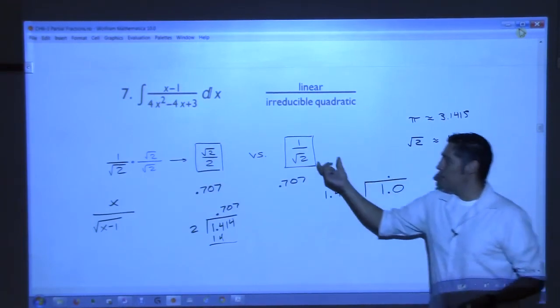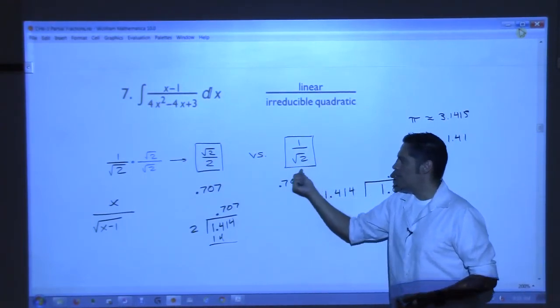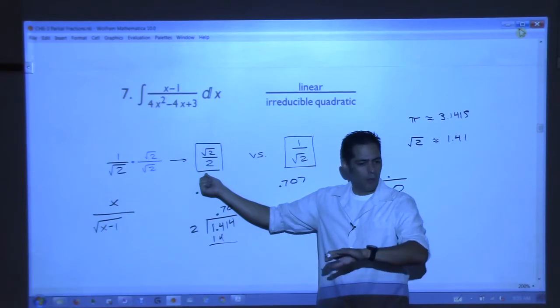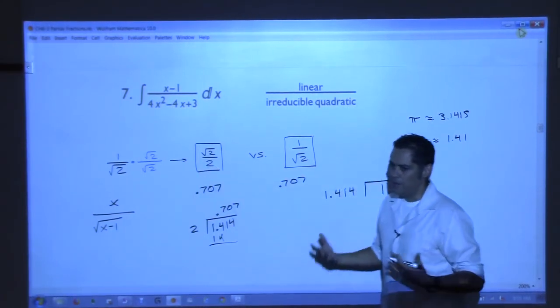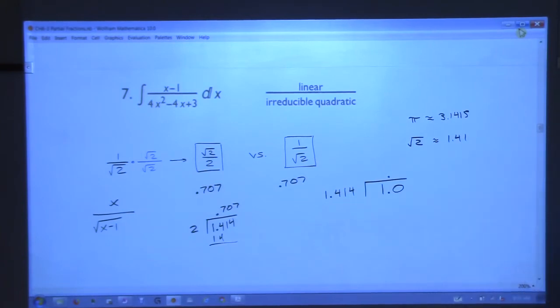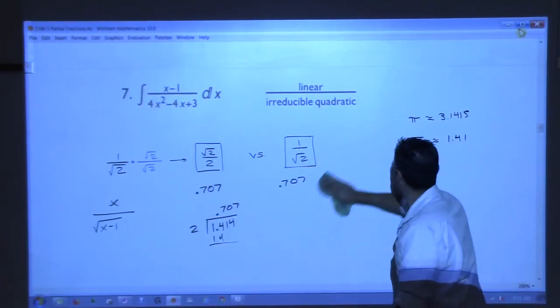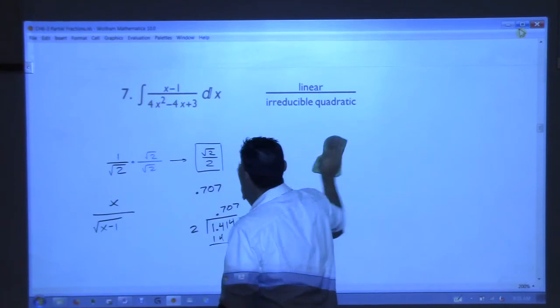But when it comes to numbers, there's no need to turn this into this. The book will always do that, though. The answers, they'll always rationalize. But it's not necessary, is what I'm getting at. Okay? All right. Let's move on.